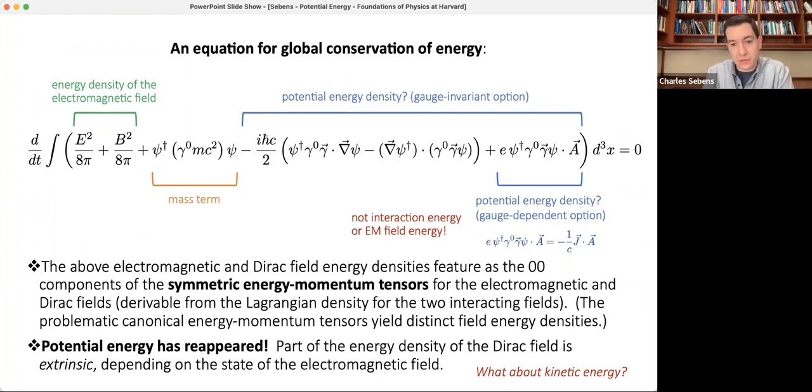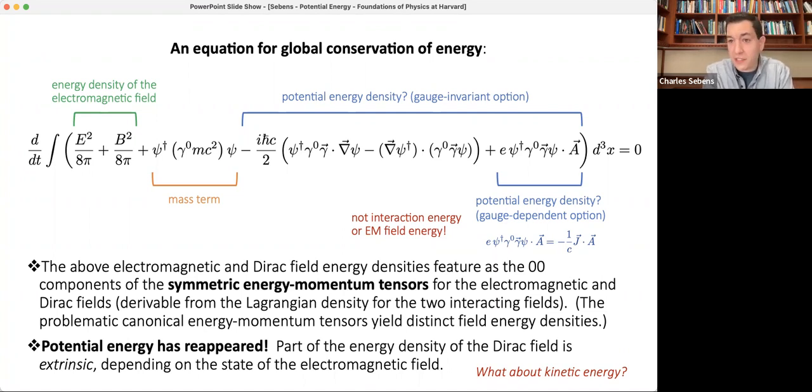So another option, which is the long blue bar up top, is to say that all of that is the potential energy density of the Dirac field. That would give you something gauge invariant, but you're bundling more into the potential energy density of the Dirac field. So I'll discuss those two options shortly, how you might decide between them.